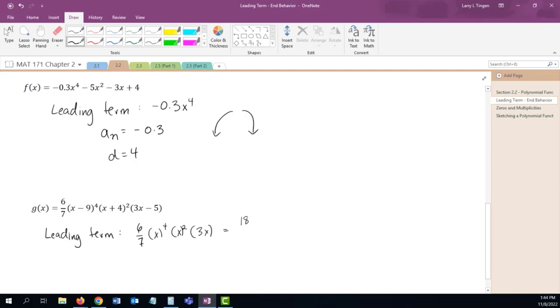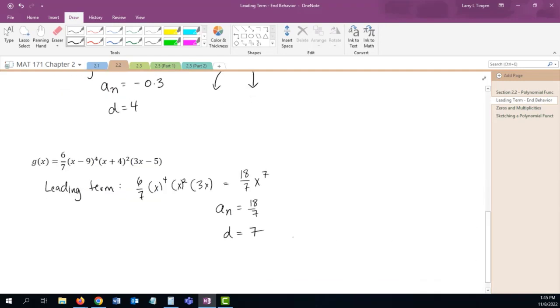6/7 times 3 is 18/7. x to the 4th times x squared is x to the 6th. x to the 6th times x is x to the 7th. Leading coefficient, 18/7. Degree is 7. Now, the degree is 7, which means it's odd. So I either have end behavior that looks like this or end behavior that looks like this. Which one is it? Okay. Well, the leading coefficient is positive, right?